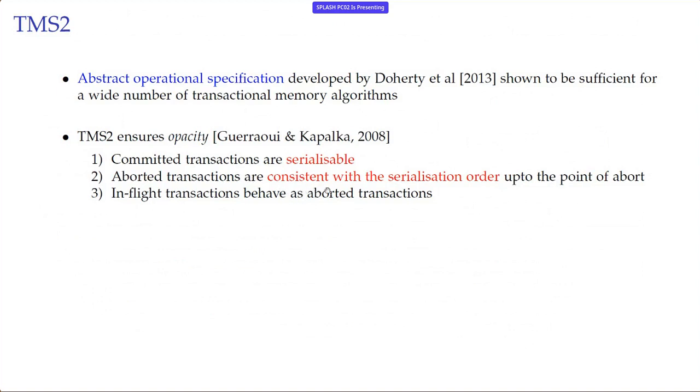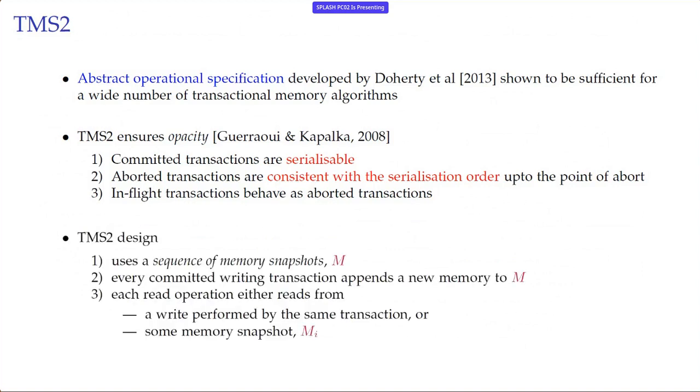And then the other thing we need to worry about in transactional memory is what happens to aborted transactions. Here in TMS2, it guarantees that the aborted transactions are somehow consistent with the serialization order of the committed transactions. And then there's also what happens with transactions that are in flight, the ongoing ones. These also have to be somehow consistent. They behave as aborted transactions, which means they're consistent with the serialization order. So it's quite a strong guarantee that opacity provides, and TMS2 is a little bit stronger again.